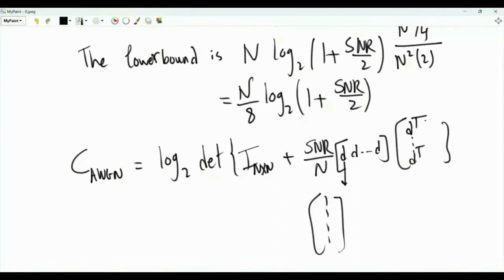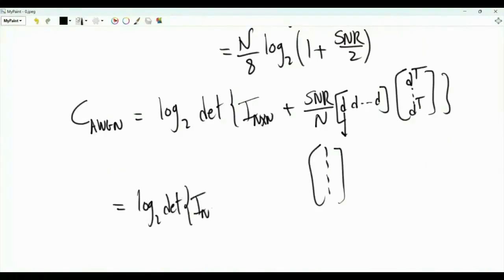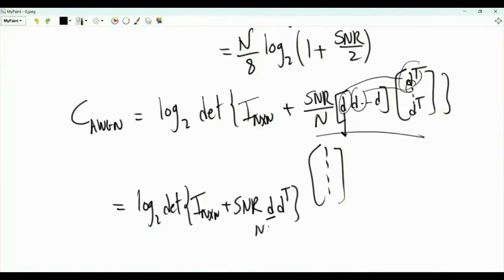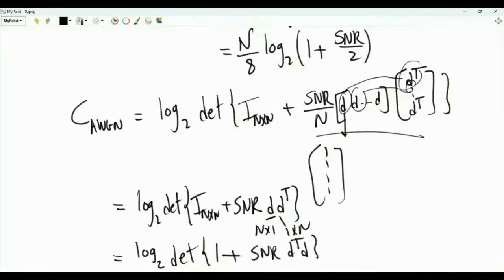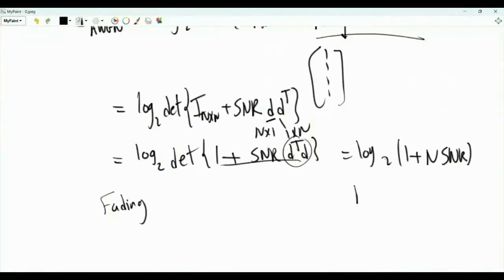H Hermitian will be like this. This is log to the base 2 determinant, and then we have identity of size n by n plus SNR over n, and then we have D times D transpose plus D times D transpose. We have n of those guys. We can write down this term as SNR times D D transpose. Note that this is n by 1 and this is 1 by n. We can employ Sylvester's determinant identity and write down this determinant as that of 1 plus SNR times D transpose D. This is a scalar, and the determinant of this 1 by 1 matrix is just itself. This is log to the base 2, 1 plus this inner product of the all-one vector by itself, that's n SNR.